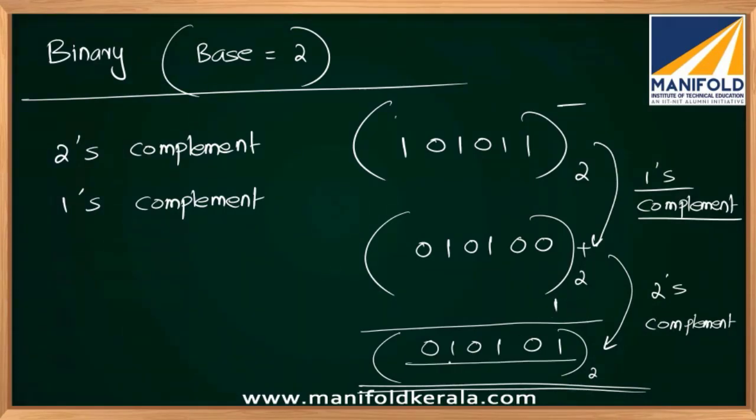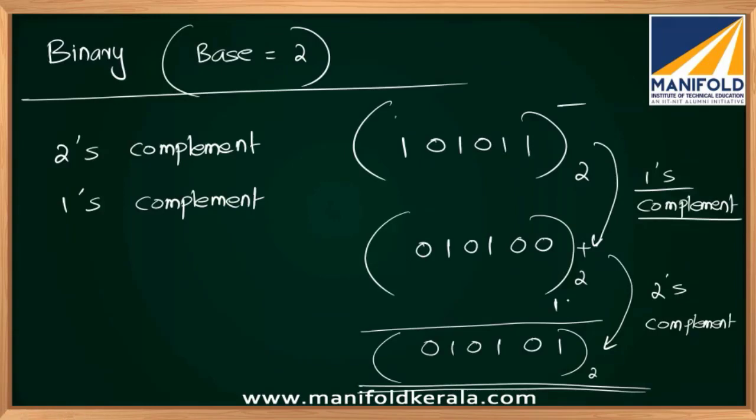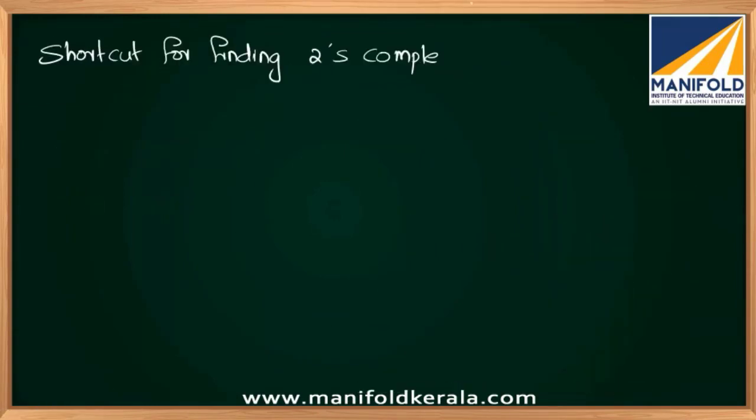Now I will give you a shortcut to get the 2's complement directly. It's a very popular method, and you will be dealing with 2's complement a lot when you deal with computers, computer arithmetic, machines. You can use the method of finding the 1's complement and adding 1. That is one method of getting the 2's complement. But there is actually a shortcut which is very popular.